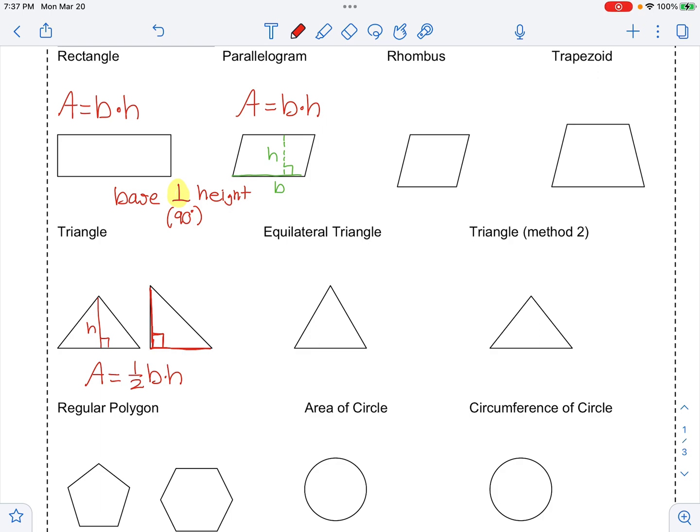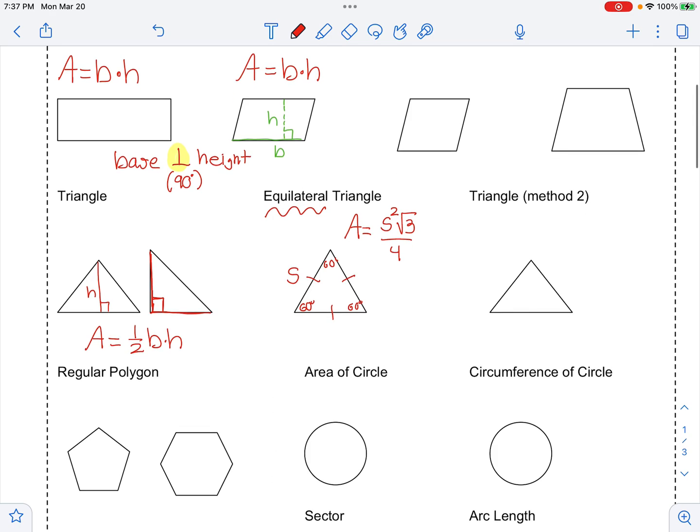Now, if you have an equilateral triangle, so you have to know that all 3 sides are the same, or I could tell you that all 3 angles are the same, because we do know that if the 3 angles are the same, then the 3 sides are the same. In this particular case, you can use the formula that says side squared times √3 over 4. And in this case, you're just plugging in one of the sides.